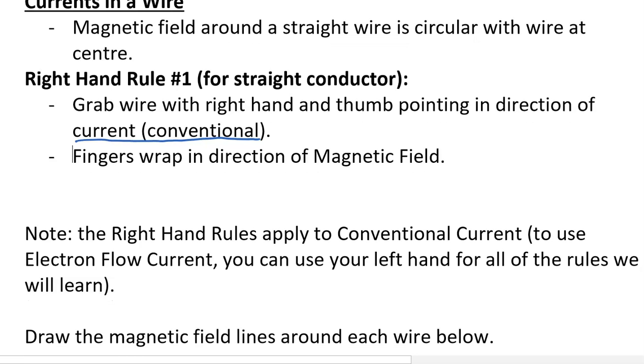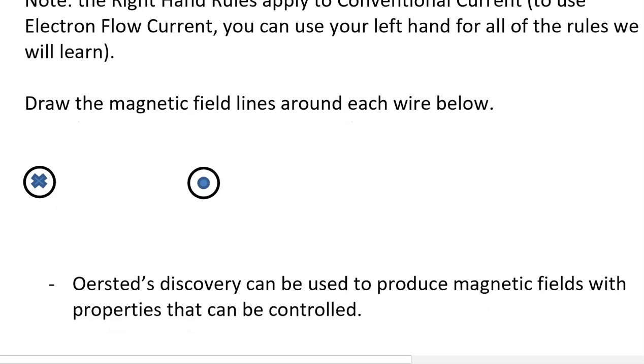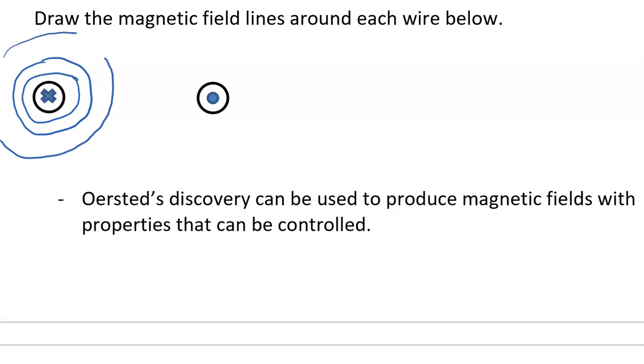The right-hand rule applies to conventional current. I already alluded to this, and you can use your left hand if you wanted to do it according to electron flow. So it says here to draw the magnetic field lines around each wire below. Well, this first wire, we know that anytime we have a wire, we have a magnetic field in concentric circles around the wire. And that is going to get weaker and weaker the further we get away from the wire. So those magnetic field lines will space out more and more the further we get away from the wire. Eventually that magnetic field is not really going to be felt.